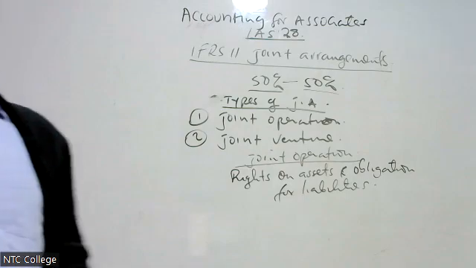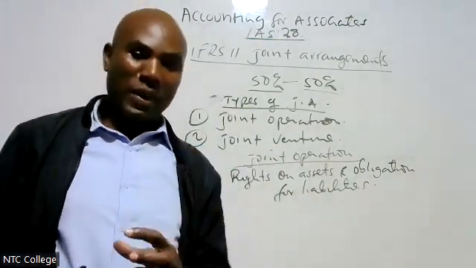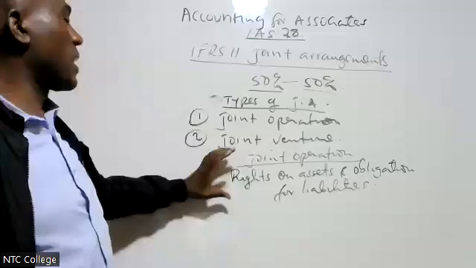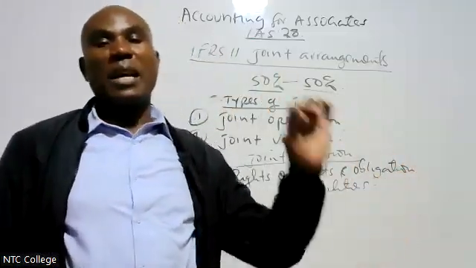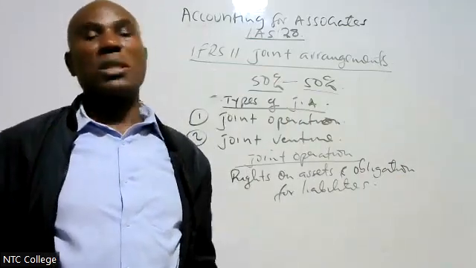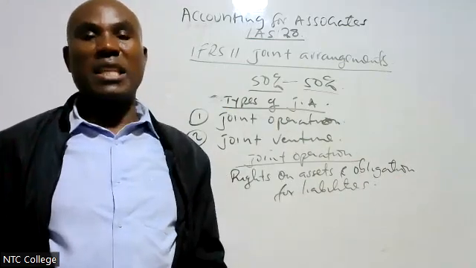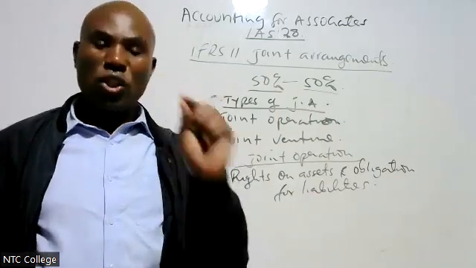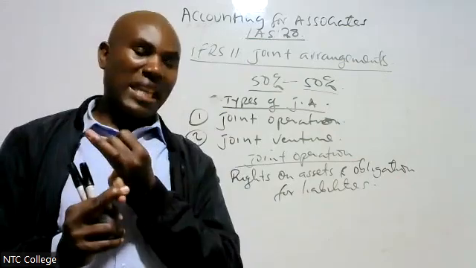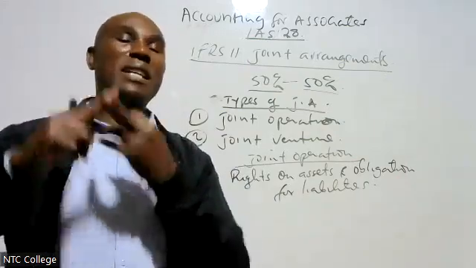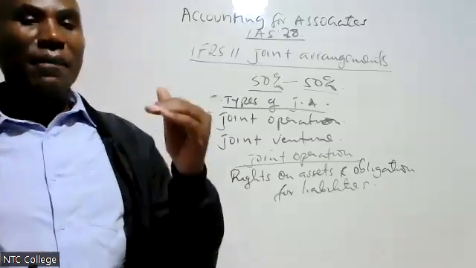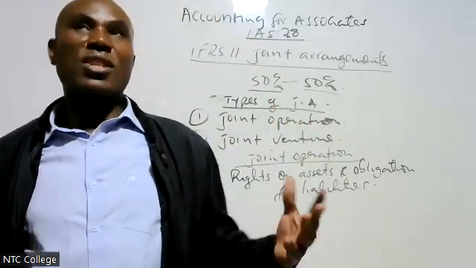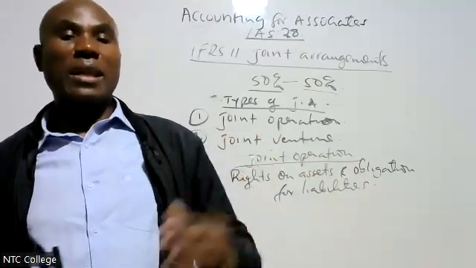Therefore, in a joint operation, I have the right to assets, liabilities, expenses, revenues. If I own 50%, it means that in the balance sheet of the joint arrangement, I have 50% of assets, revenues, expenses, and liabilities. The joint operator has the right to number one, assets, number two, liabilities, number three, revenues, number four, expenses. If it is 50%, I have the 50% right. That is joint operation.